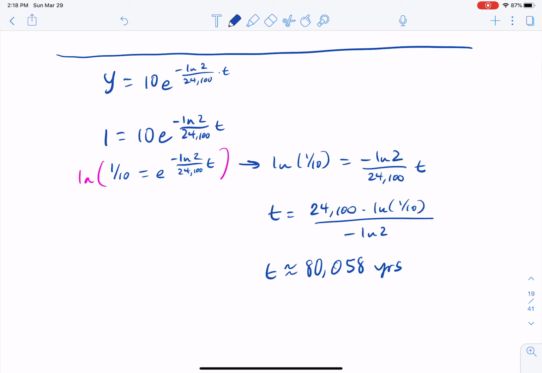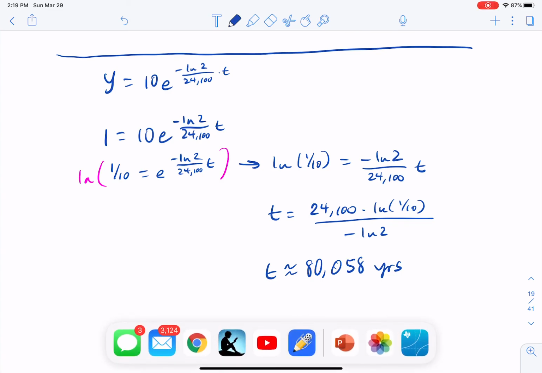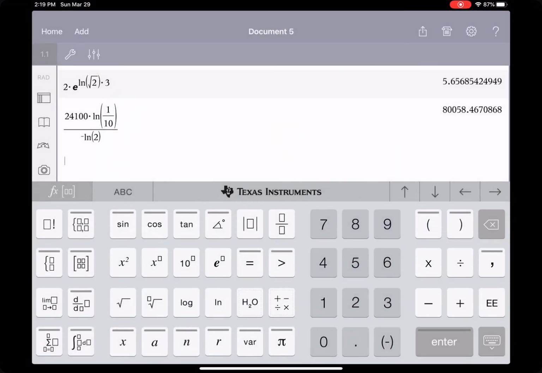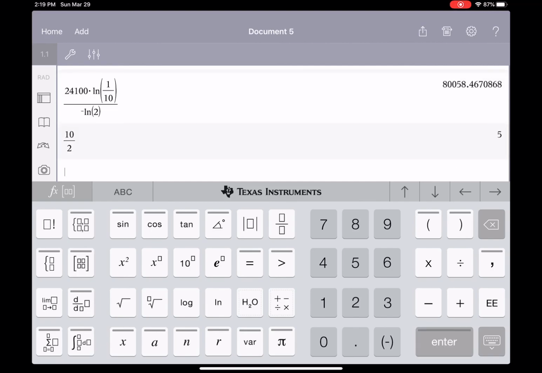Let's talk about the reasonableness of this. First of all, we know that in 24,100 years, it's supposed to decay to half the amount. So let's say we started with 10, and I divide that by 2, and I get, of course, 5. All right, so that's 24,100 years right there. I divide that by 2 again, and let's approximate so it gets a decimal, 2.5. I'm not quite there yet, so that's 2 times that 24,100 years. And if I divide by 2 again, I'm at 1.25.